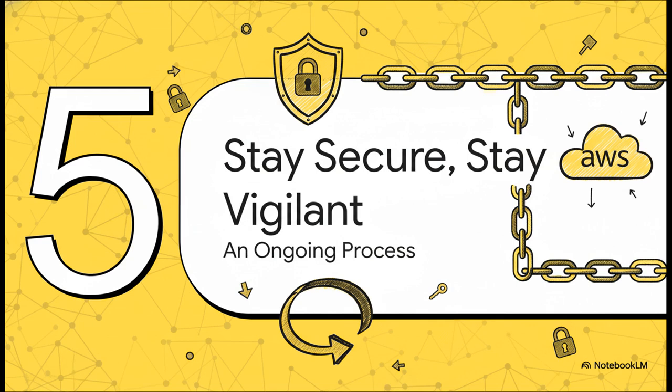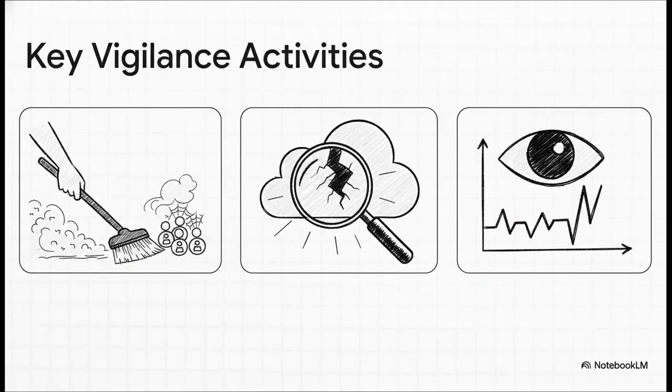All right, we're on to our final section. Setting all this stuff up is fantastic, but it's not a one-and-done kind of deal. Security is a continuous process. It's a cycle of reviewing, monitoring, and always improving. So what does that look like day to day? Well, it means getting into the habit of regularly reviewing and cleaning up users and permissions that aren't needed anymore. It means running Access Analyzer to make sure you haven't accidentally opened something up to the public, and it means always keeping an eye out for any weird or unexpected activity.